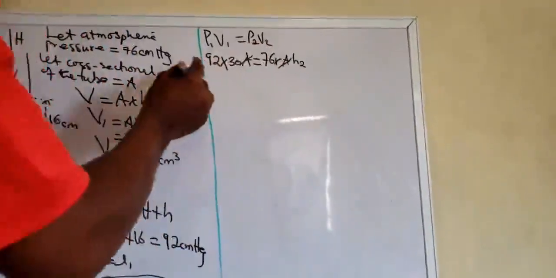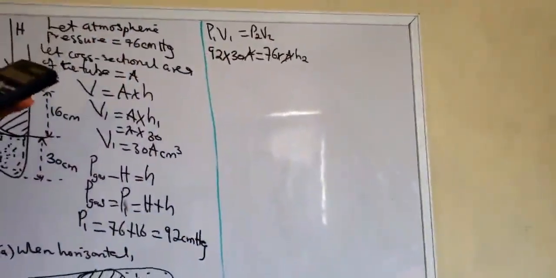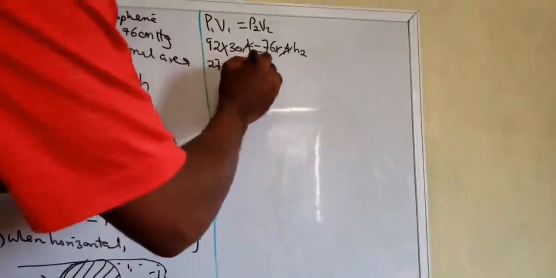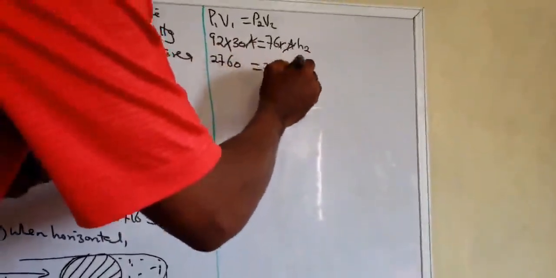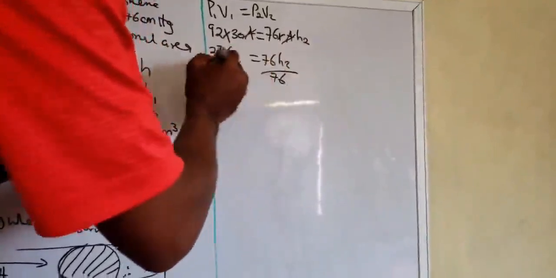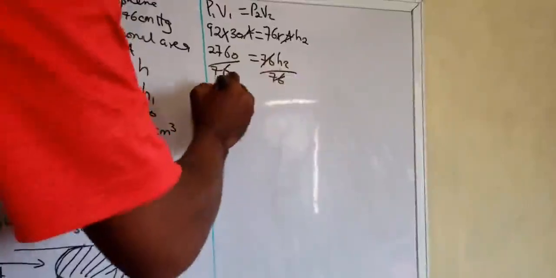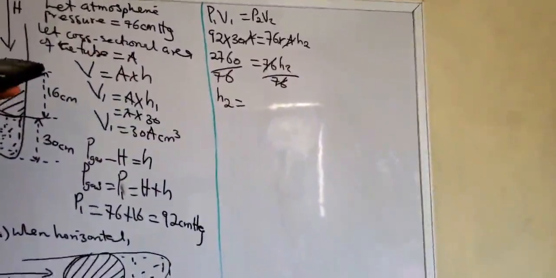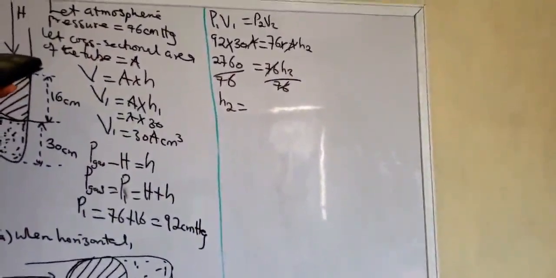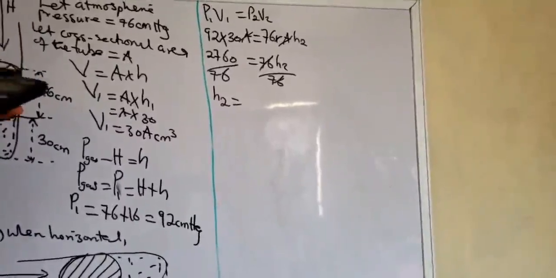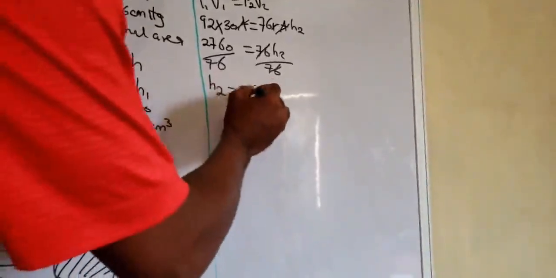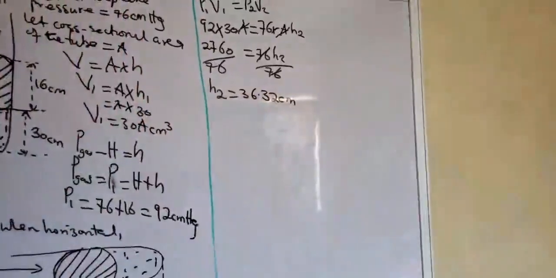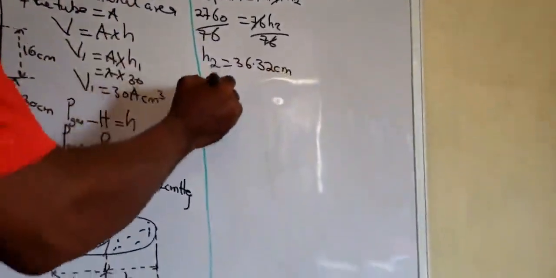We cancel A. 92 times 30 will give us 2760 equal to 76H2. Divide both sides by 76. So we have H2, the new height when it is horizontal, 2760 divided by 76. That will give us approximately 36.32 centimeters. Now let's look at the second condition.